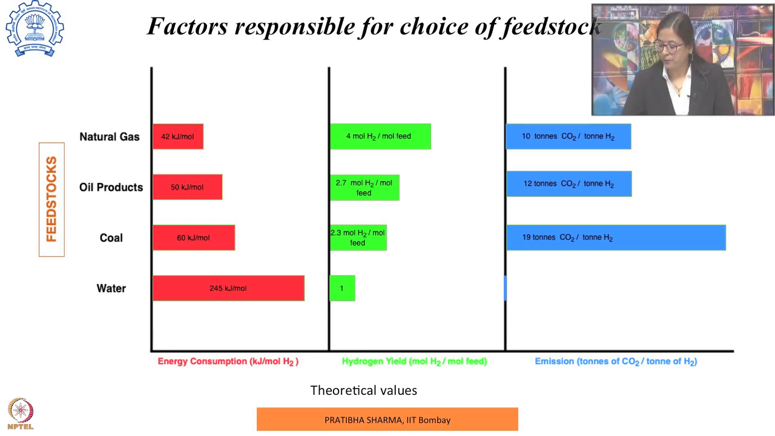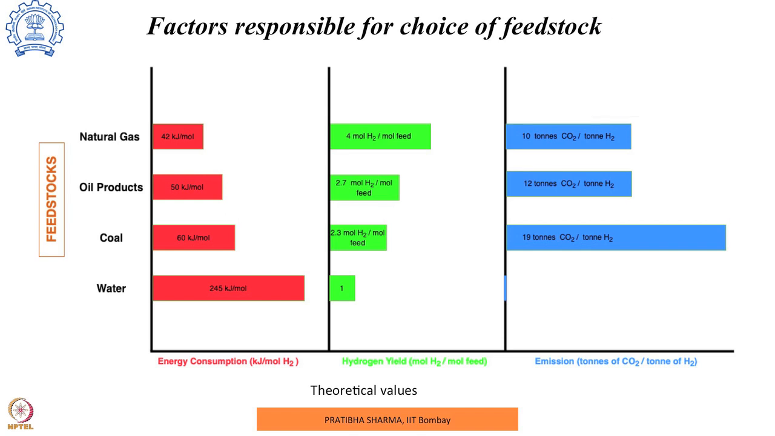Now, if we look at these numbers, the theoretical amount of energy required to produce hydrogen from various fossil fuels, as against from water by means of, say, electrolysis, the theoretical amount of energy required per mole of hydrogen produced is lowest if it is produced from natural gas. And the yield of hydrogen is high when it is produced from natural gas as compared to the other feedstocks. If we compare in terms of emissions, although green hydrogen produced from water electrolysis is non-polluting, if we compare with respect to fossil fuels, the amount of emissions released when producing hydrogen from natural gas is the lowest. That is why, as we have seen, about 60% of hydrogen is produced from natural gas.